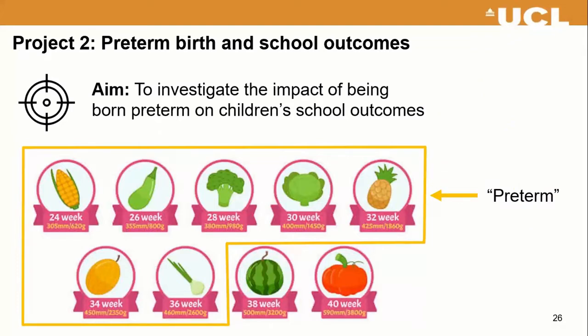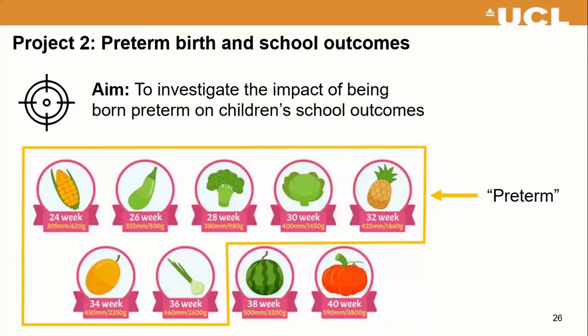So the second project that falls under the ECHILD umbrella is looking at the relationship between being born preterm and your later educational outcomes in school. This is a project that Nicholas is working on, and the analysis is complete and hopefully will be published very soon. Basically it's looking at the association between being born between 24 and 36 weeks of gestation, and how that impacts on your outcomes once you get into primary school.